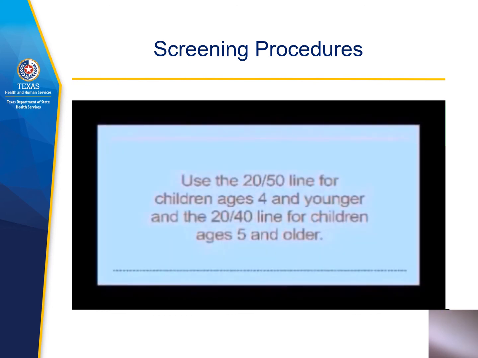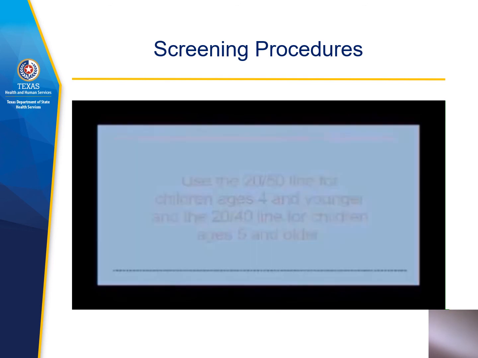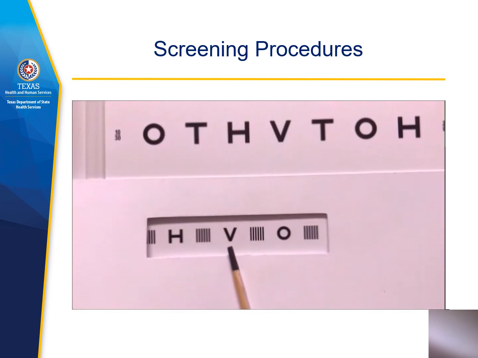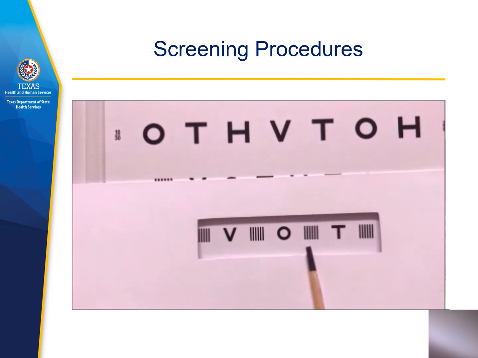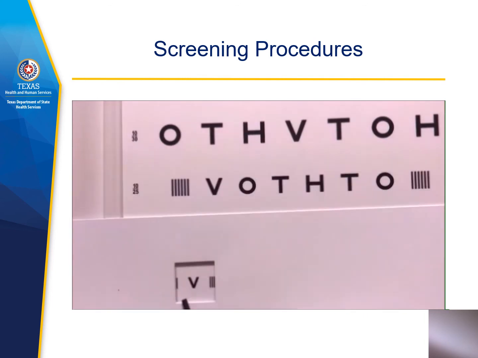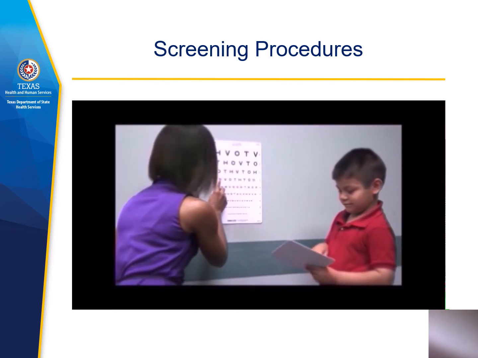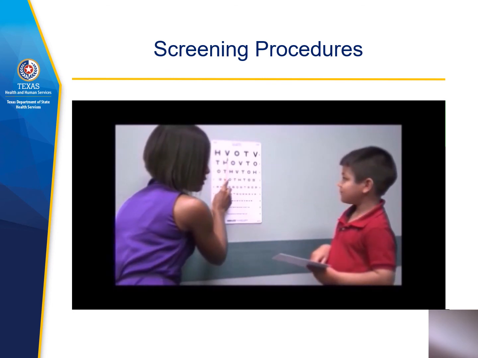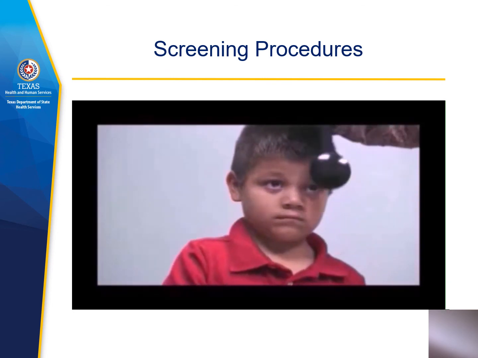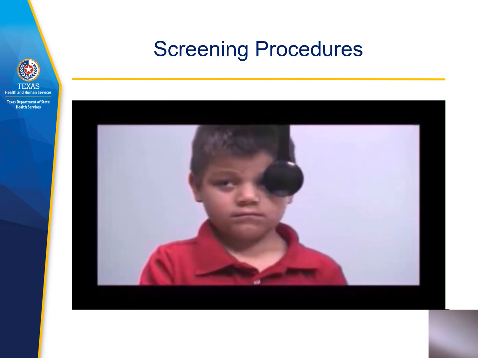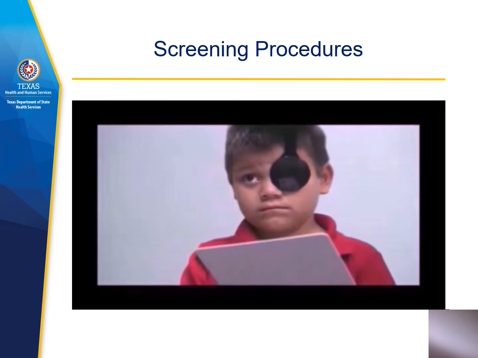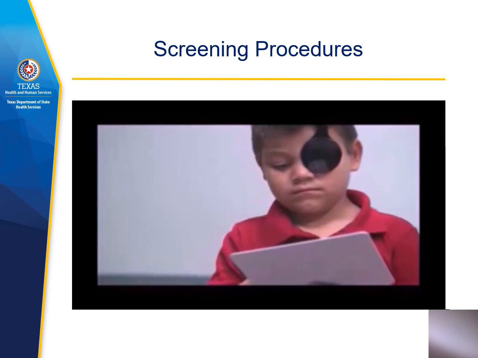Determine the beginning line based on the child's age. Use the 20/50 line for children ages 4 and younger, and the 20/40 line for children ages 5 and older. Next, place the linear cover card, if used, on the chart to expose the entire beginning line, or use the isolator cover card to expose a single symbol on the line. Have the child read the beginning line using both eyes to ensure that they can screen successfully using the chart. Be sure to have an assistant available to hold the occluder during screening. Never let a child hold the occluder themselves. The child may never use their hand as an occluder.